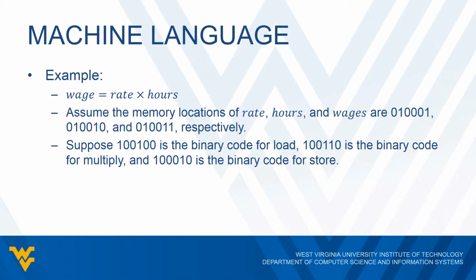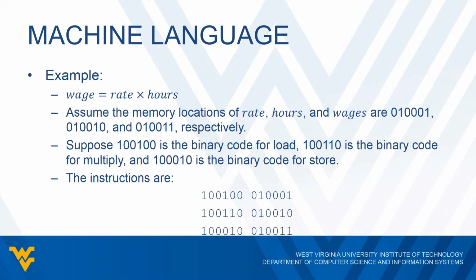So in this case, let's say we have the binary codes for those operations. For load, the binary code would be 100100. The binary code for multiply is 100110. And the binary code for store is 100010. So if we put all this together, we would get the following set of instructions. So it looks something like this. Yeah, it looks like a bunch of ones and zeros. So what's going on here?